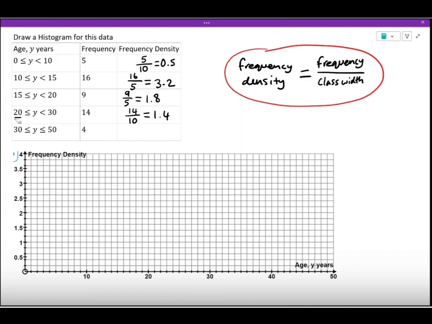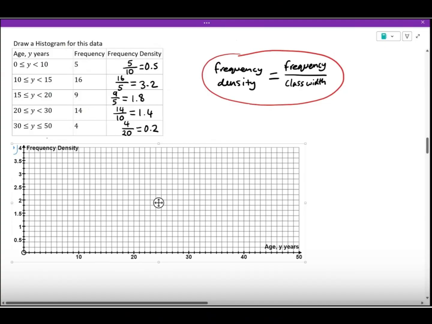And then finally, for our final class, we've got 4 as the frequency, and we divide by the difference between 50 and 30, which is 20. So 4 over 20 is equal to 0.2. Now we've got all our frequency density values. Those values are going to be the heights of my bars. So let's have a go at actually drawing my histogram.